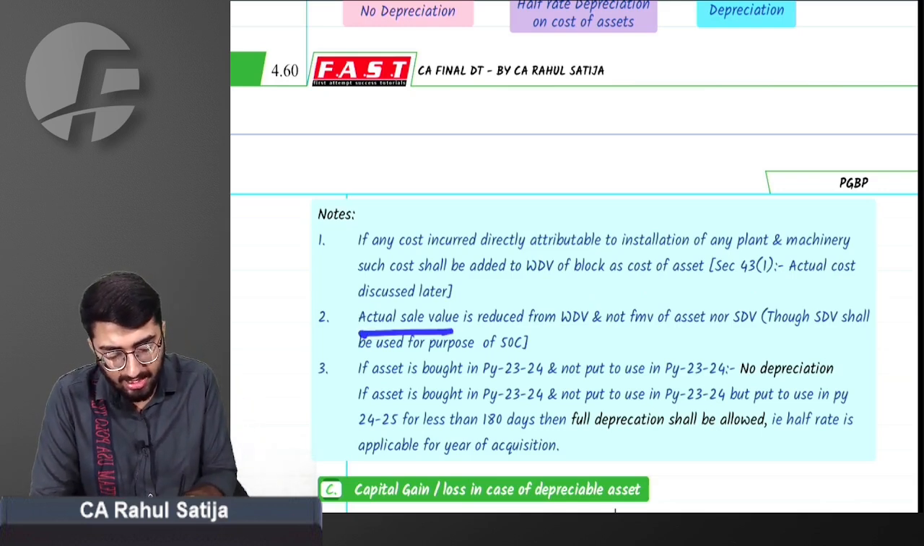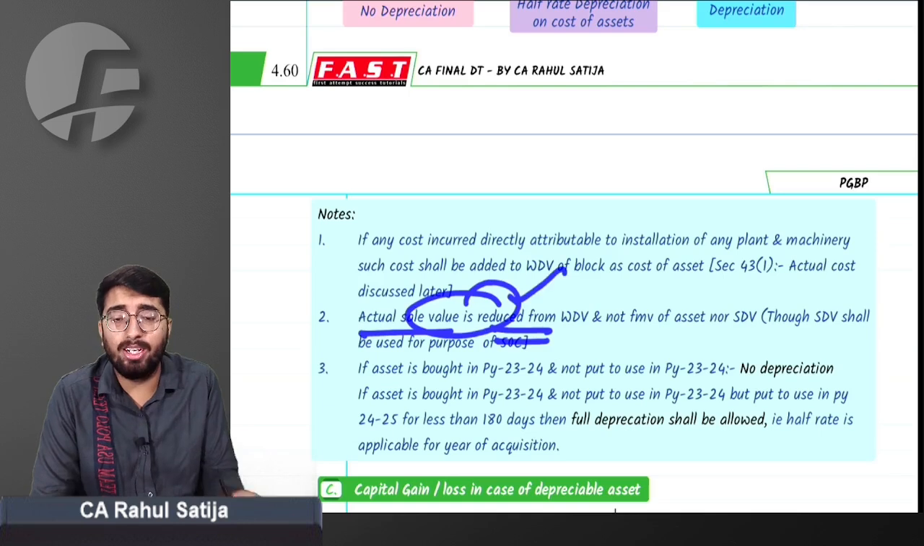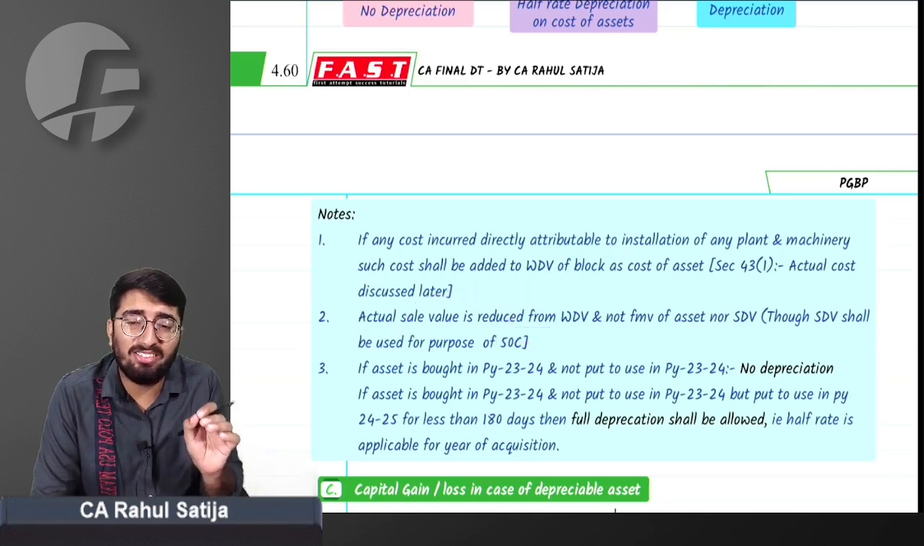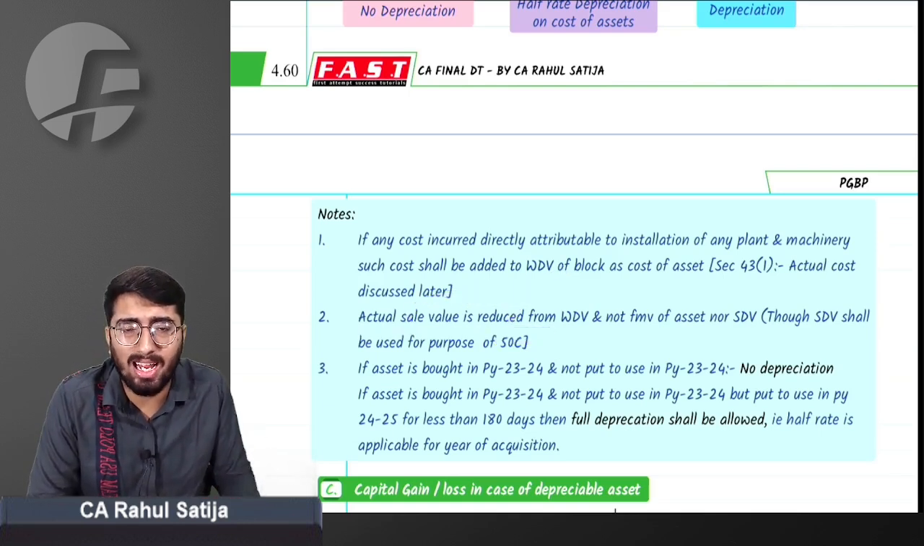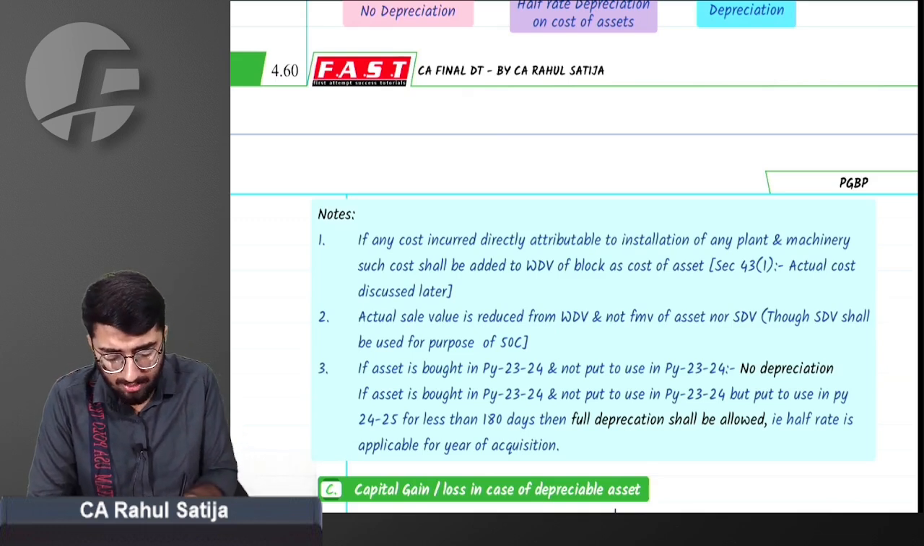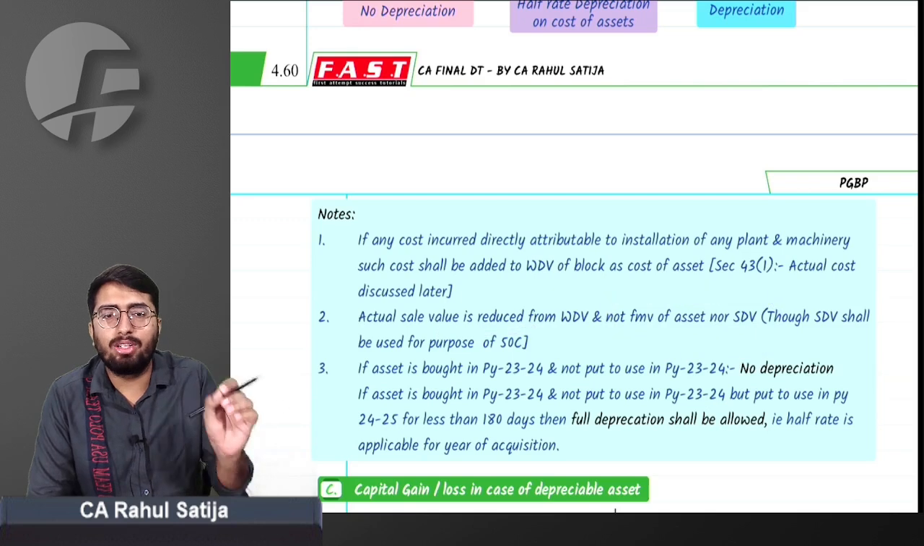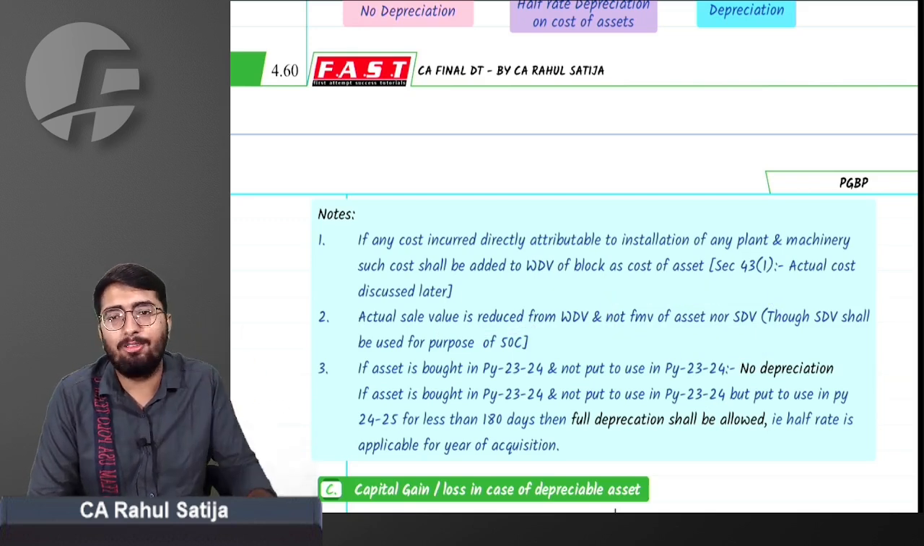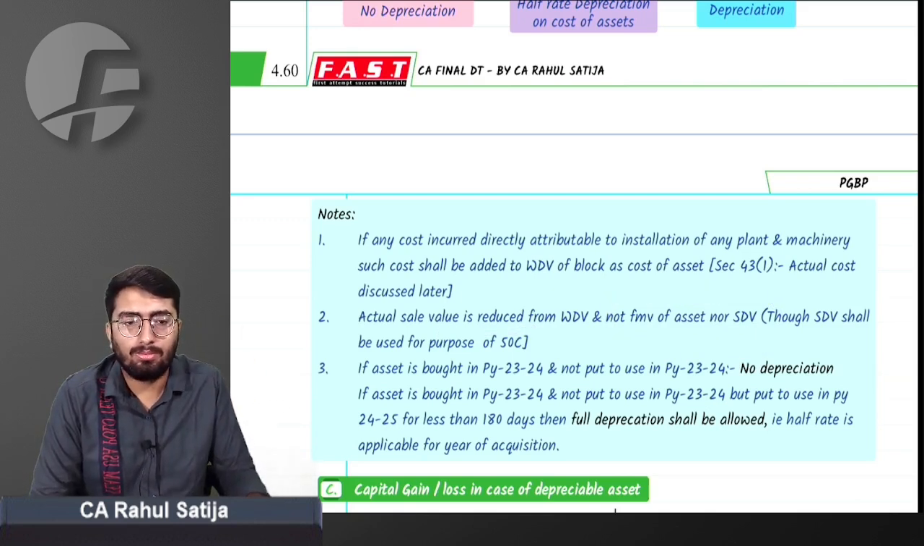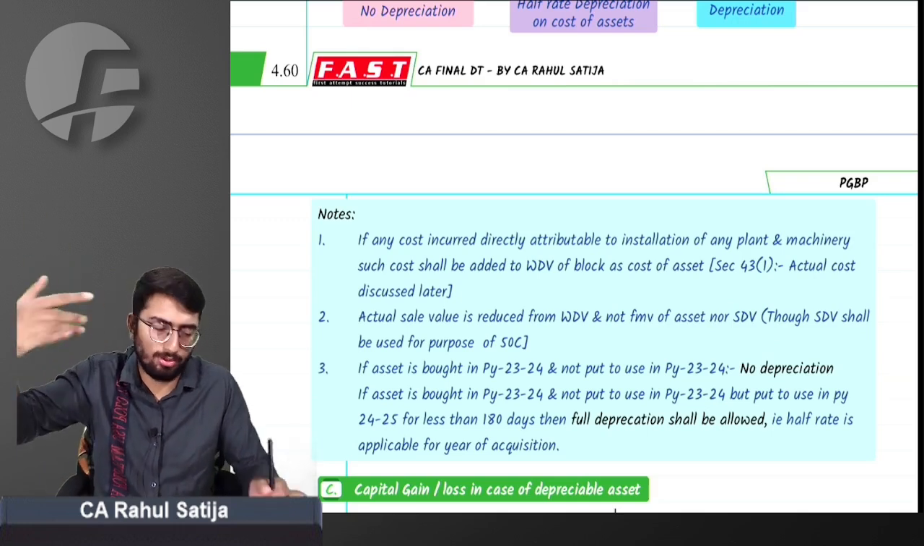Sir, if there is any sale, then sale value has to be reduced. Even if you are doing sale at a very low value, the sale value will be reduced. But if there is capital gain arising on such asset, then for capital gain purpose, SDV will be reduced. What I am saying, focus.